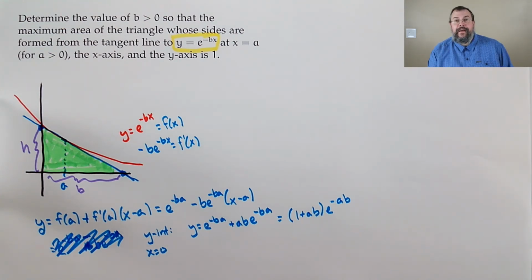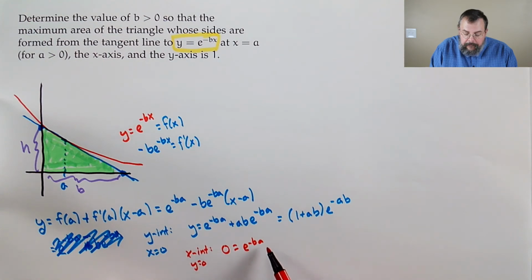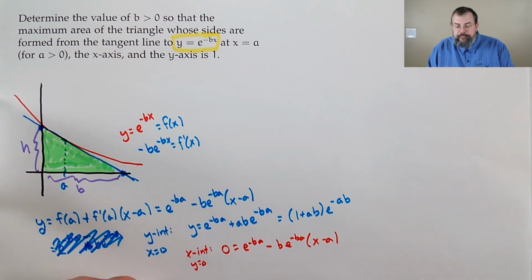How do we find the x-intercept? Well, the x-intercept is very similar. The only thing is, instead of having our x be 0, we're going to set y equals 0. But otherwise, the process is the same. So x-intercept, that says y equals 0. So we get 0 equals e to the minus b times a minus b e to the minus b times a times x minus a.